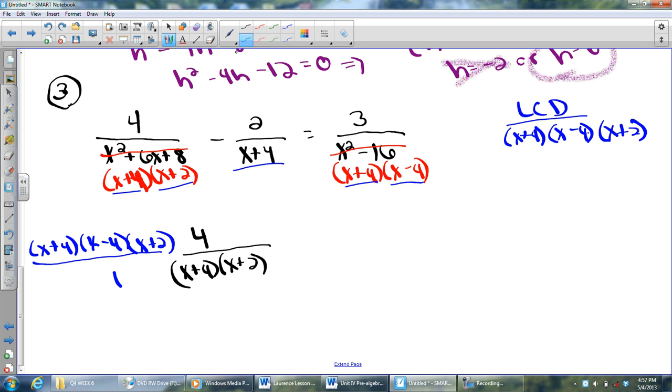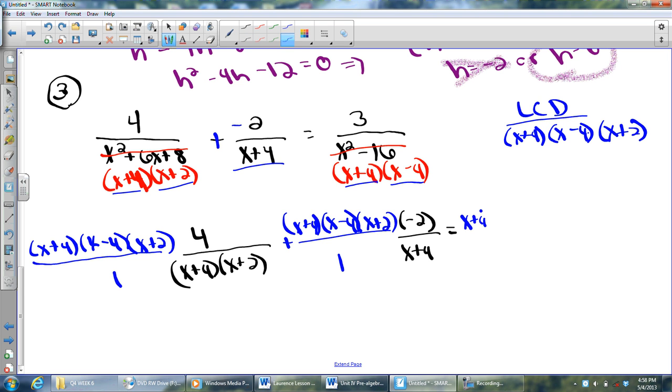Okay, now I'm going to need my LCD again. I should put a plus and do that little thing, so I'll put plus. And I have x plus 4 times the quantity of x minus 4 times the quantity of x plus 2. Okay, and that'll be multiplied by the negative 2 over x plus 4. And then finally, I have the LCD, which is quantity of x plus 4 times quantity of x minus 4 times the quantity of x plus 2. And that will be multiplied by 3 over x plus 4, x minus 4.